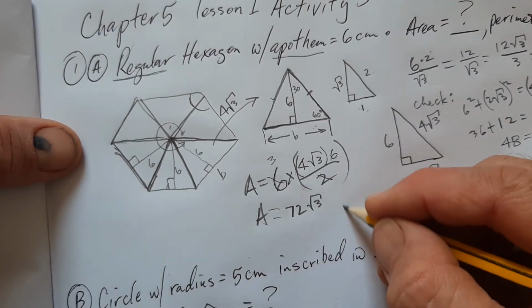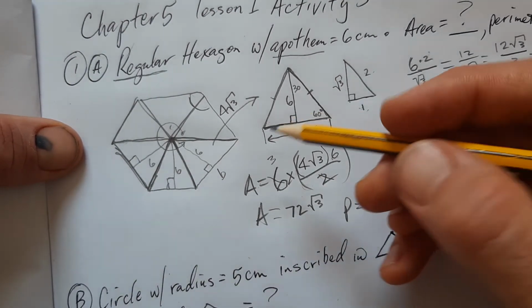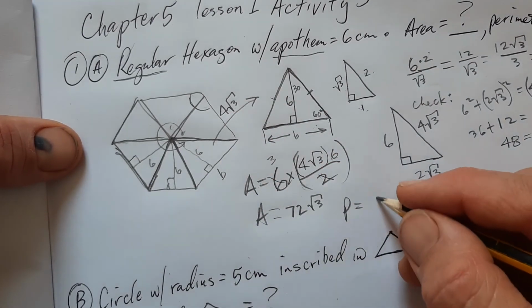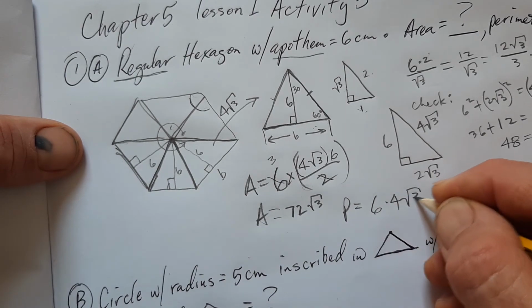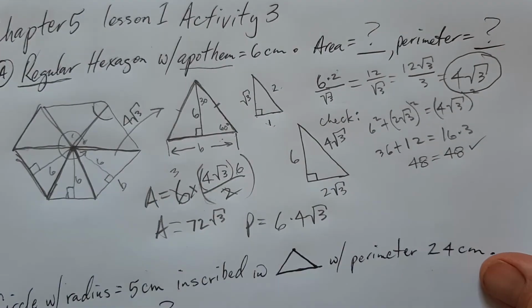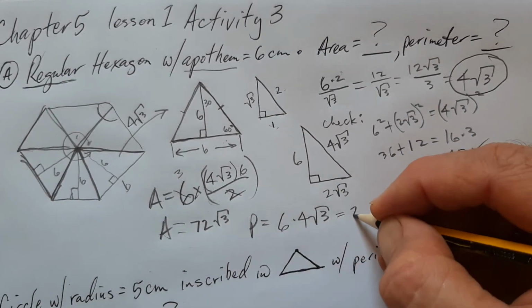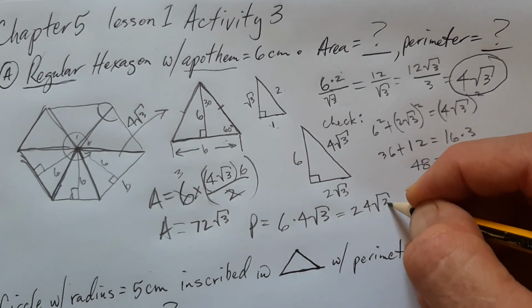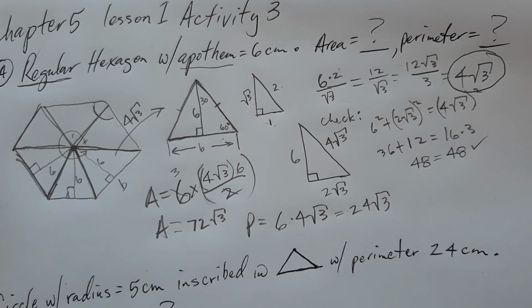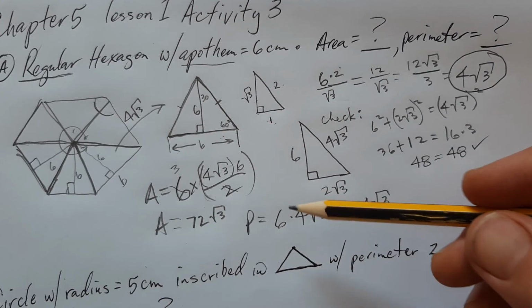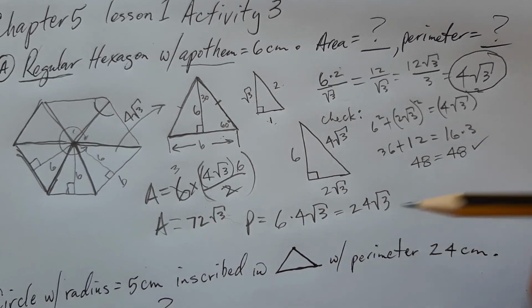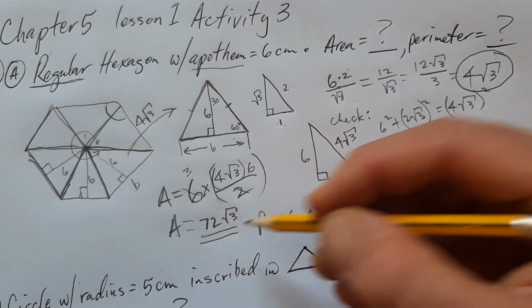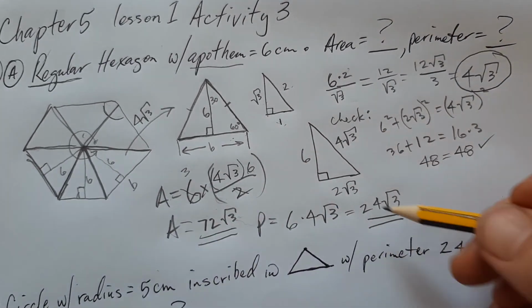And then my perimeter: it's got 6 sides, each 4 square root of 3. So 6 times 4 square root of 3 would be 24 square root of 3. If it asks for a decimal, then you stick that in your calculator and get that answer. But those are the exact answers. When it asks for an exact answer and you have a radical, keep the radical. I know you know this stuff. And if it asks for an approximation to however many decimal places, stick that in your calculator and get that decimal approximation.